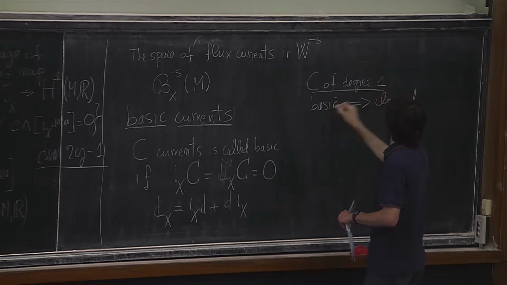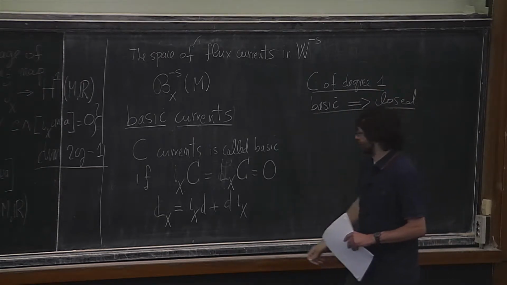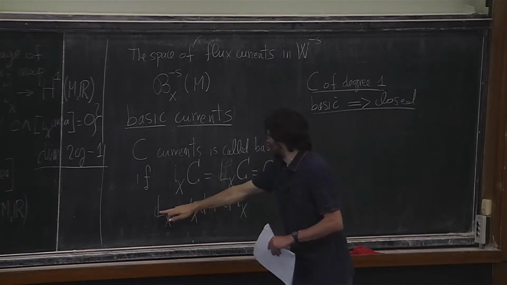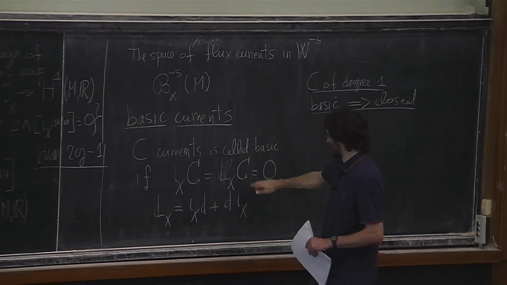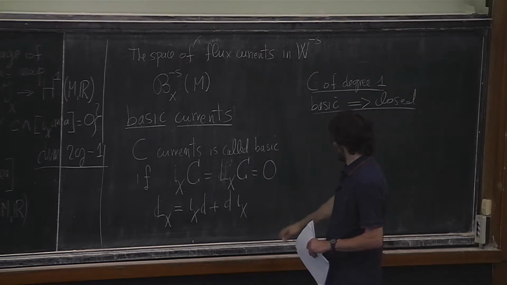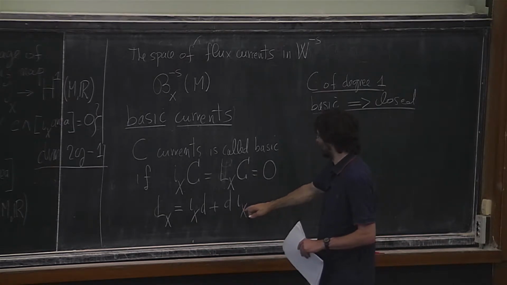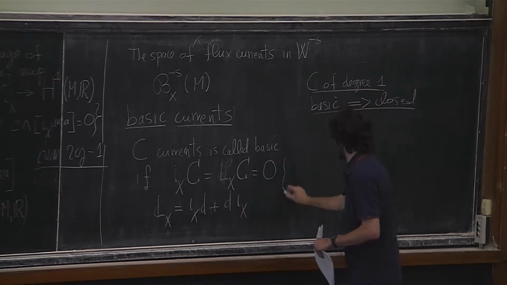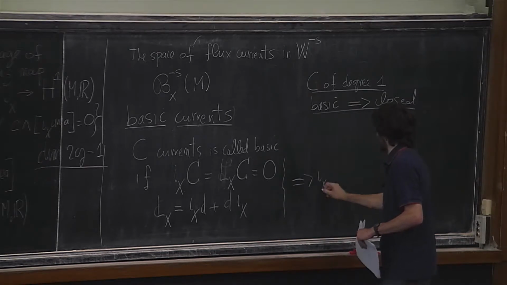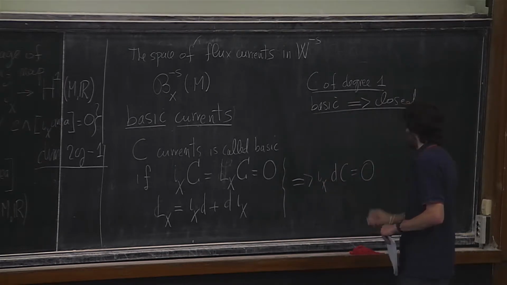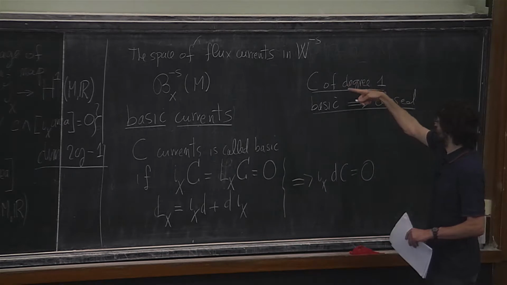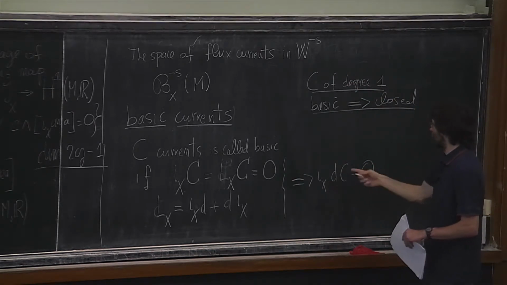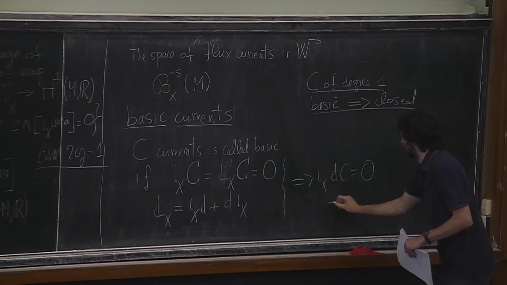So all basic currents are also closed. You can check that if we use the fact that Lx of C is 0, and Ix of C is 0, then we get that Ix of dc is 0. And if C is of degree 1, then dc is of degree 2, and the contraction cannot be 0 unless dc is equal to 0.